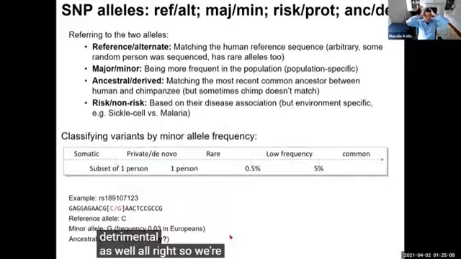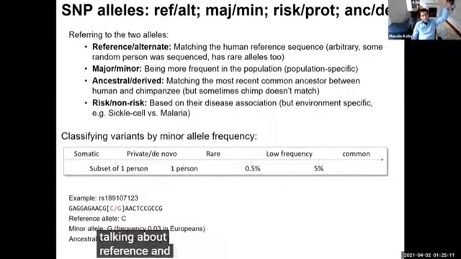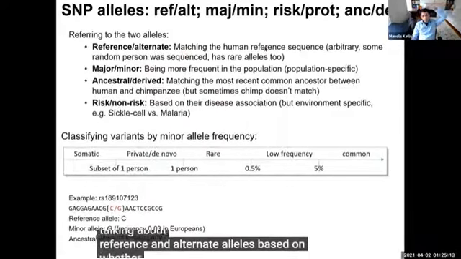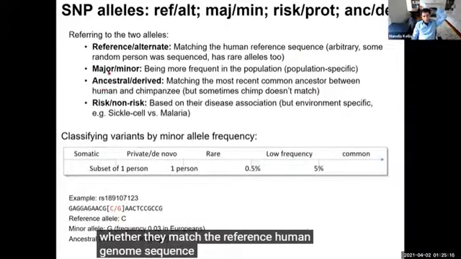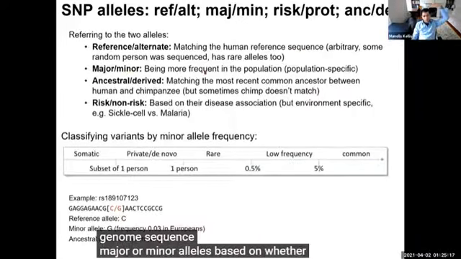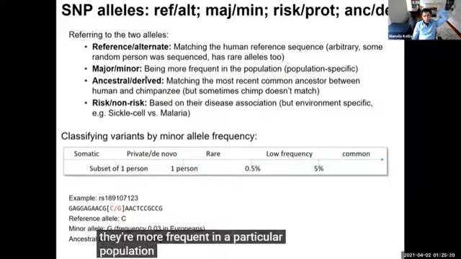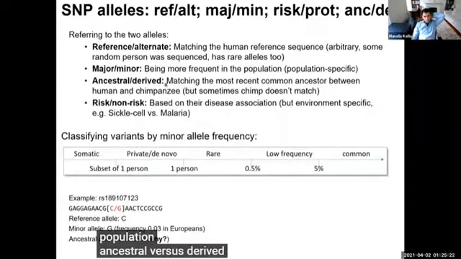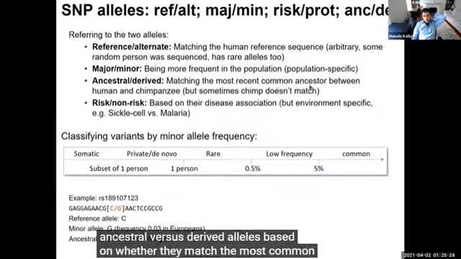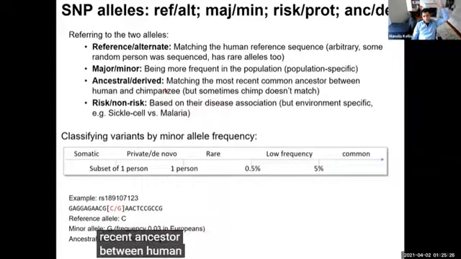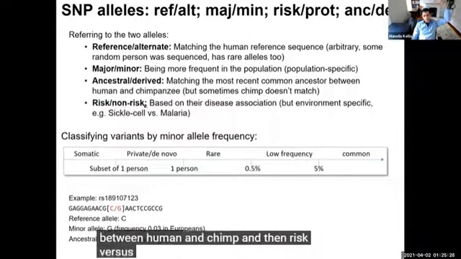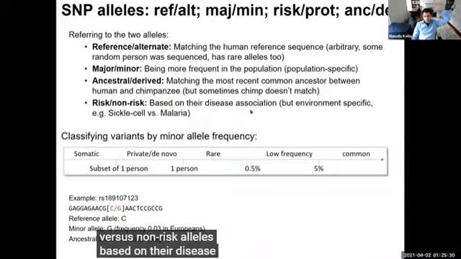All right, so we're going to be talking about reference and alternate alleles based on whether they match the reference human genome sequence, major or minor alleles based on whether they're more frequent in a particular population, ancestral versus derived alleles based on whether they match the most recent common ancestor between human and chimp, and then risk versus non-risk alleles based on their disease association.